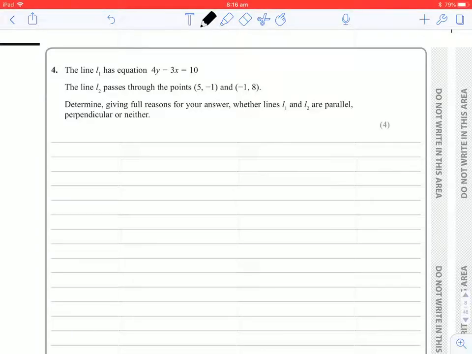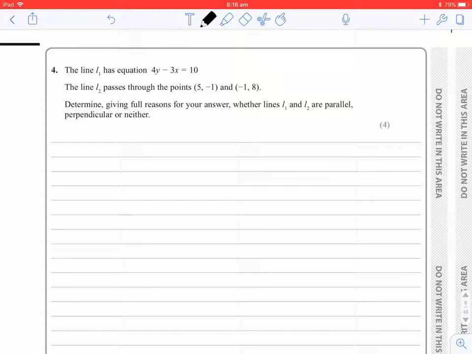The May 2018 AS paper, question 4. So the line L1 has the equation 4y minus 3x equals 10. The line L2 passes through the points (5, -1) and (-1, 8). Determine, giving reasons for your answer, whether the lines L1 and L2 are parallel, perpendicular or neither.